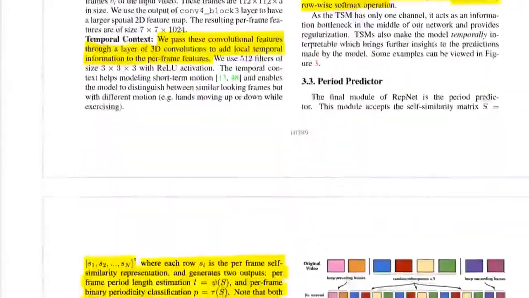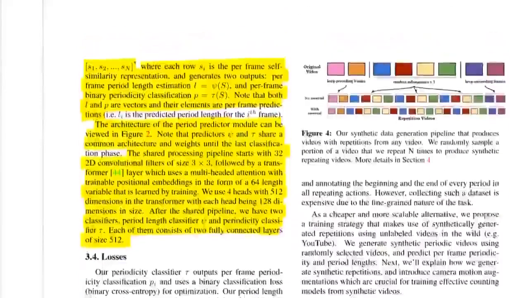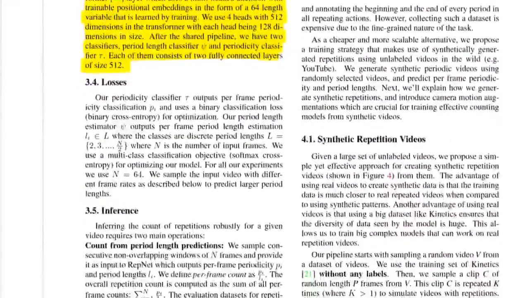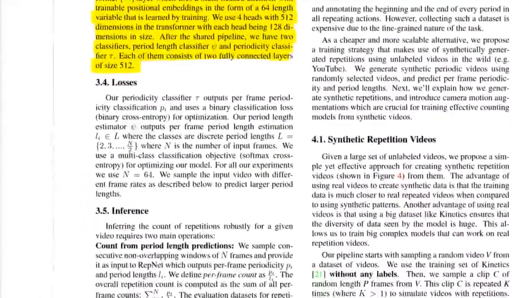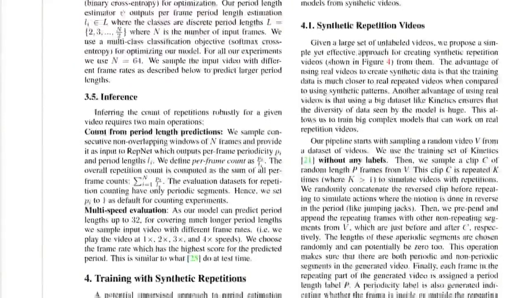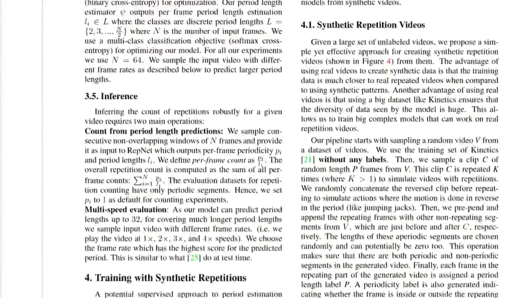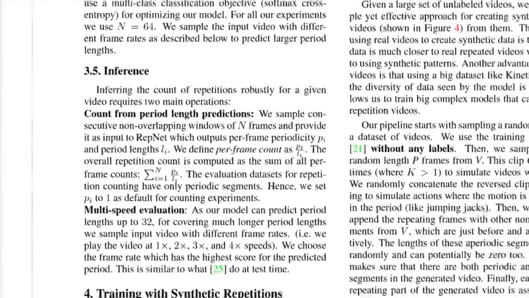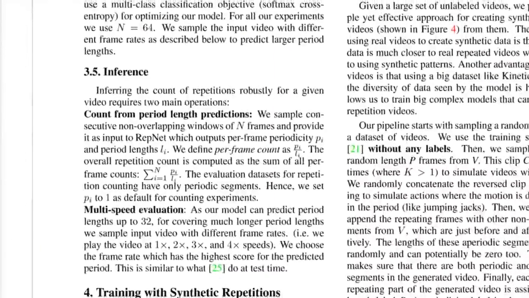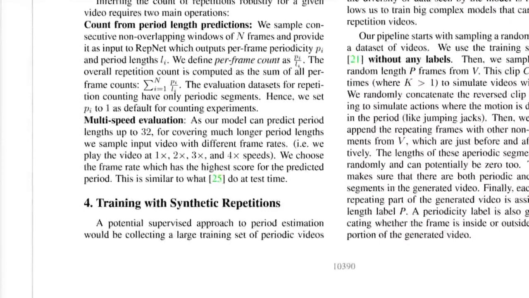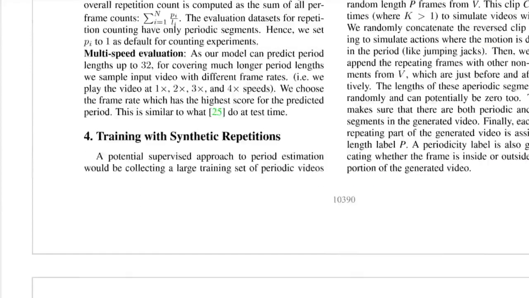Okay. So we've gone through the architecture. Now the problem right here is the data set. So they also go into how they do inference. They can actually do a bunch of things like play the video at different speeds and then look at each of the predictions. So if at double speed it predicts half the period length, then you can be more sure, and so on. So that's pretty cool.